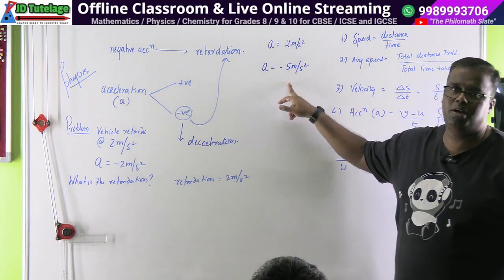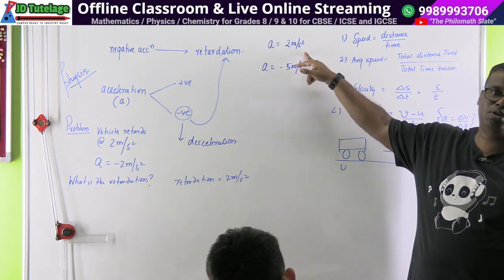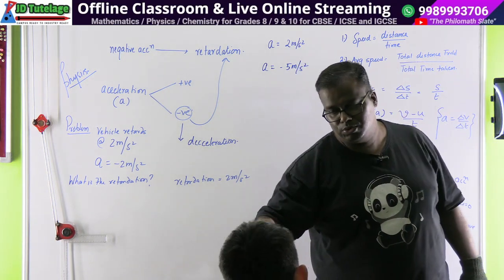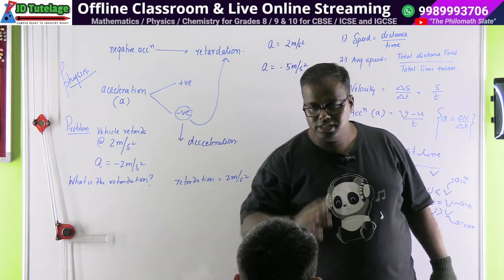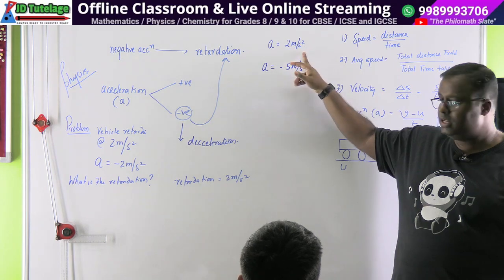Write these two down once more, and form the questions in your own words. Example, a is equal to 2 meter per second square and you write the questions. Is the vehicle accelerating? Yes. Is the vehicle retarding? No. Is the vehicle decelerating? No.